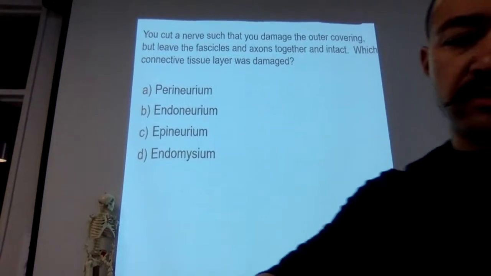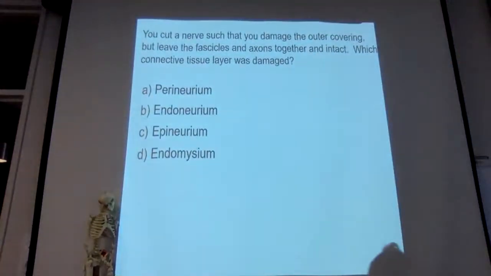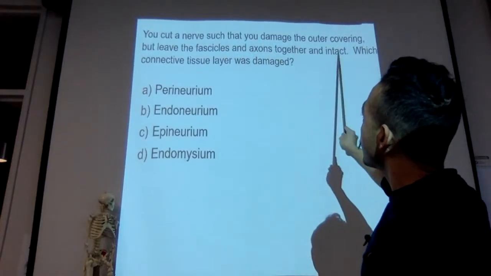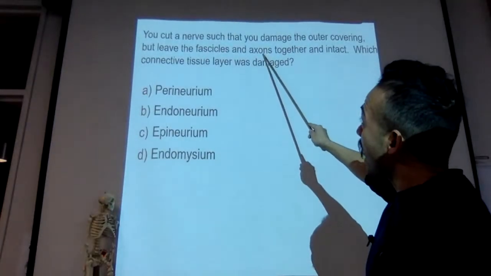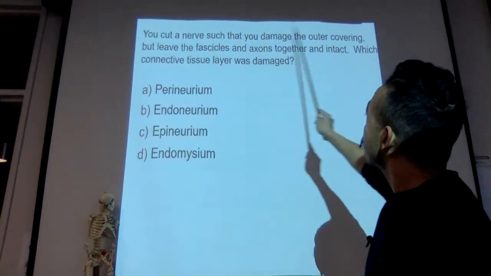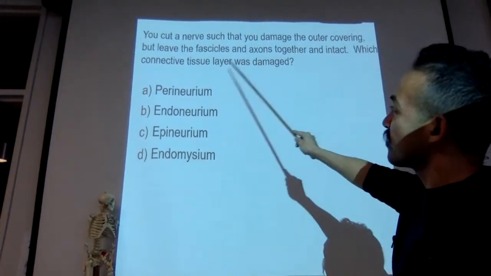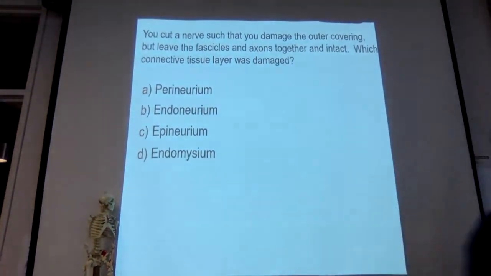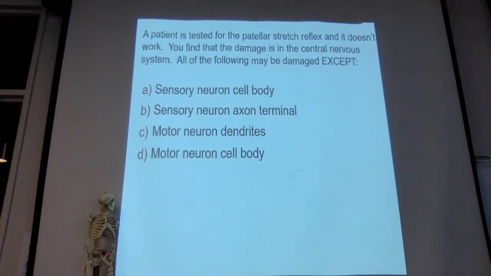Okay. Looks like most of you are saying C. If you leave the fascicles and axons together and intact, that means the endoneurium is intact, the perineurium is intact. The only thing you're damaging is the epineurium. Yes, the answer is C. Here's another question.